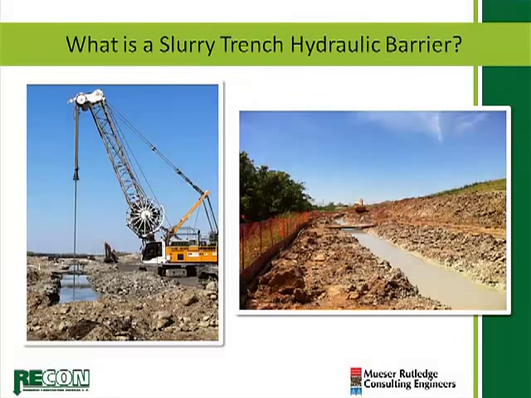What exactly is a slurry trench hydraulic barrier? In the simplest terms, a slurry trench hydraulic barrier is a trench of low hydraulic conductivity material. The construction of the wall consists of excavating a trench with its sidewalls supported by a bentonite water slurry, and then backfilling the trench with a design material mixture to produce an impervious wall or barrier. The design material mixture can include soil, slurry, concrete, and/or plastics, depending on the nature of the project.